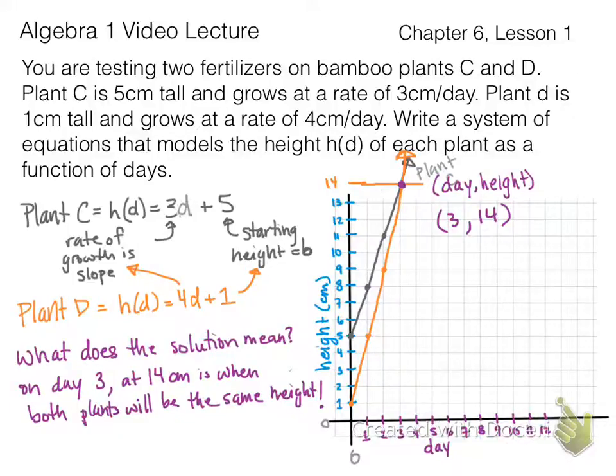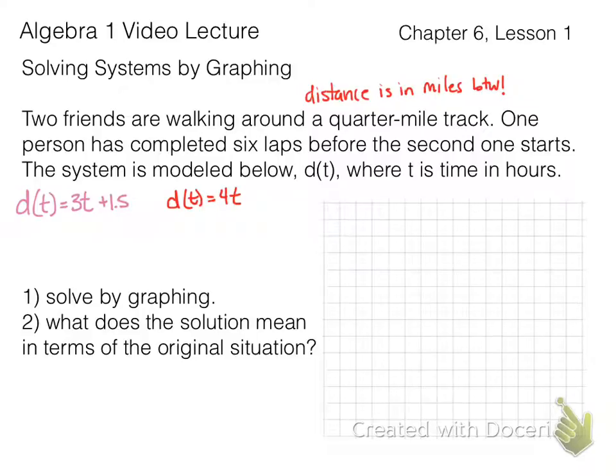All right, next slide. All right, 2 friends are walking around a quarter-mile track. One person has completed 6 laps before the second person starts walking. The system is modeled below where D of t, where t is in hours, and it's time obviously, and distance is in miles. So before the second person even gets to the track, the first person has already started walking.